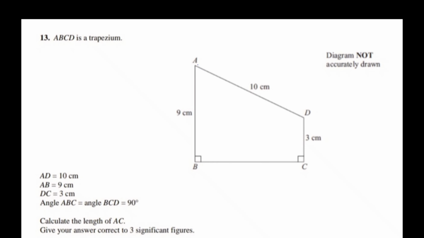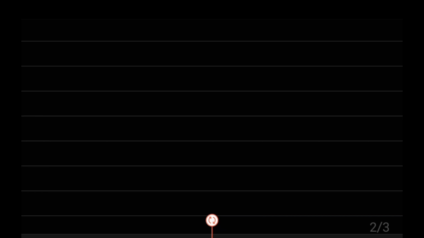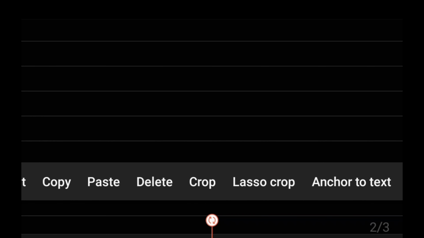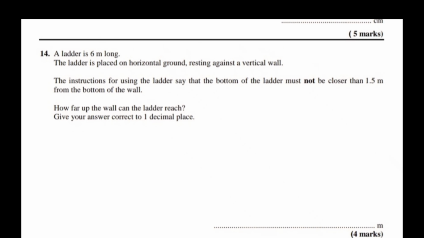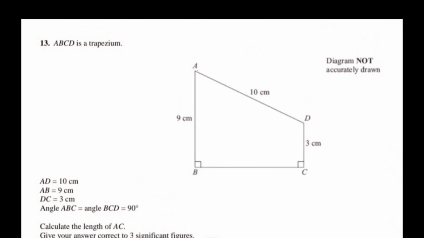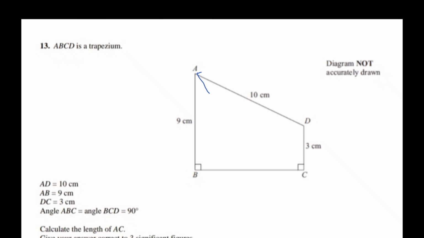Move on to the next example, which is more involved. This time it's a trapezium, and it's asking us to find the length of AC. How do we do that? Well, first we have to draw a line from A to C to visualize how this looks. And from here you can see that we formed a short right-angled triangle from A to B and B to C, with the hypotenuse being AC.